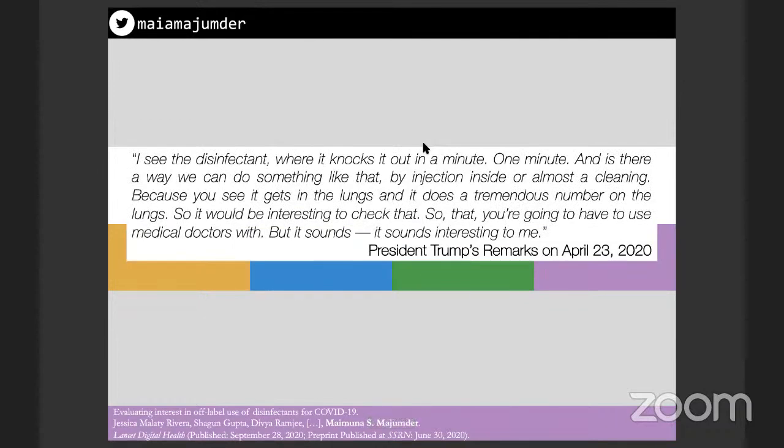I see the disinfectant, where it knocks it out in a minute, 1 minute. And is there a way we can do something like that by injection inside or almost a cleaning? Because you see, it gets in the lungs and it does a tremendous number on the lungs. So it would be interesting to check that, so that you're going to have to use medical doctors with, but it sounds interesting to me.